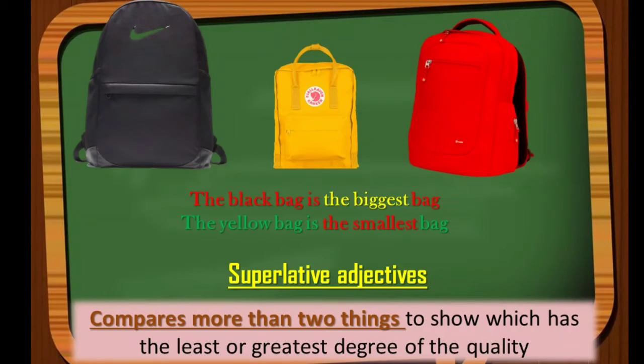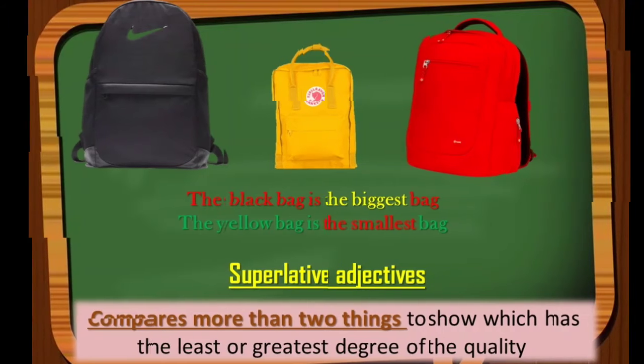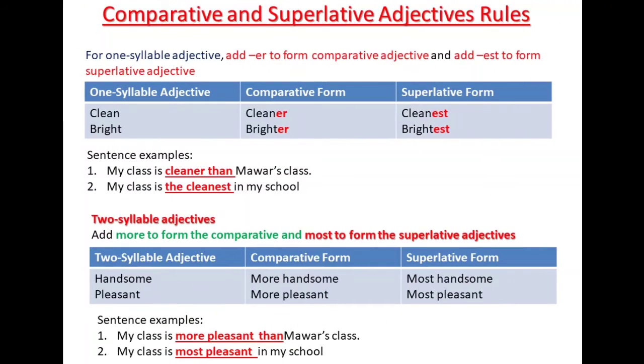It means that if we want to compare more than two things, we have to use the superlative adjectives. Superlative adjective is used when you want to compare more than two things to show which has the least or greatest degree of the quality. These are the rules of comparative and superlative adjectives.